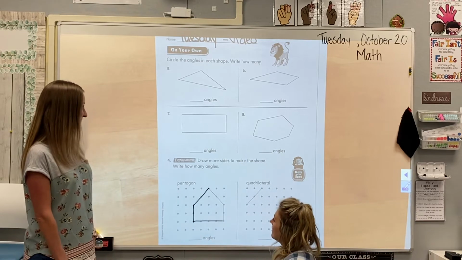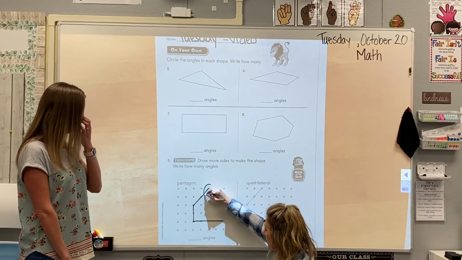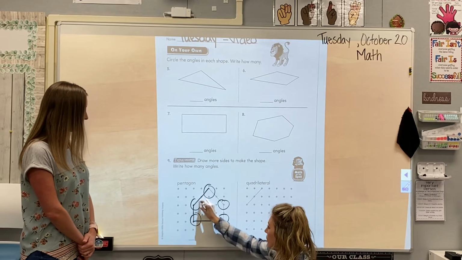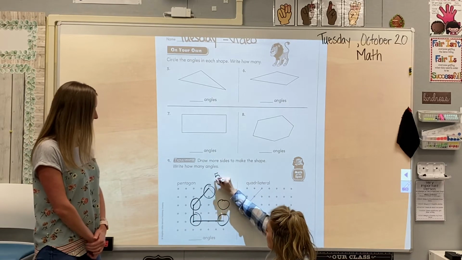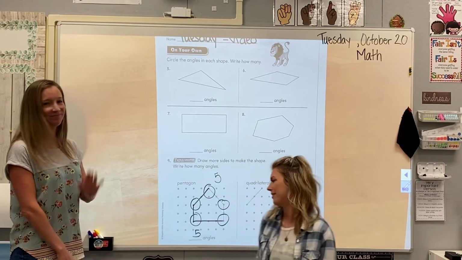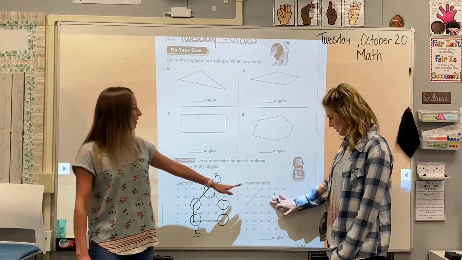All right. So now I'm not done because I also have to write how many angles there are. So I'm going to circle my angles. 1, 2, 3, 4, 5. And it has 5 angles. Oh, down here, there's even a spot for it. Did you see that? It's at the bottom of the paper. Sneaky. So what do students have to do on the last one?